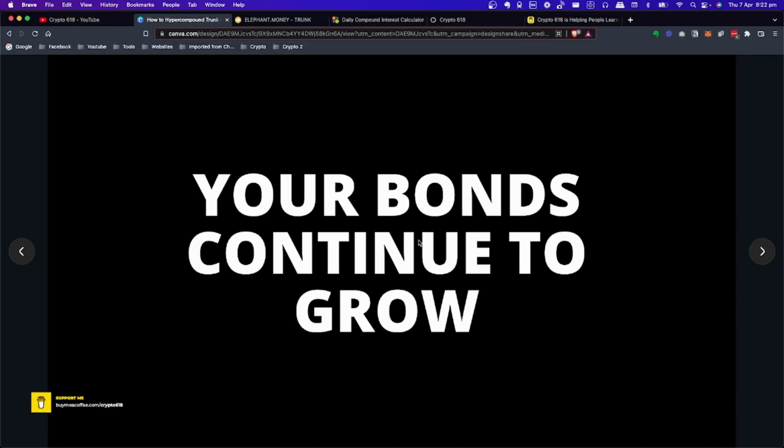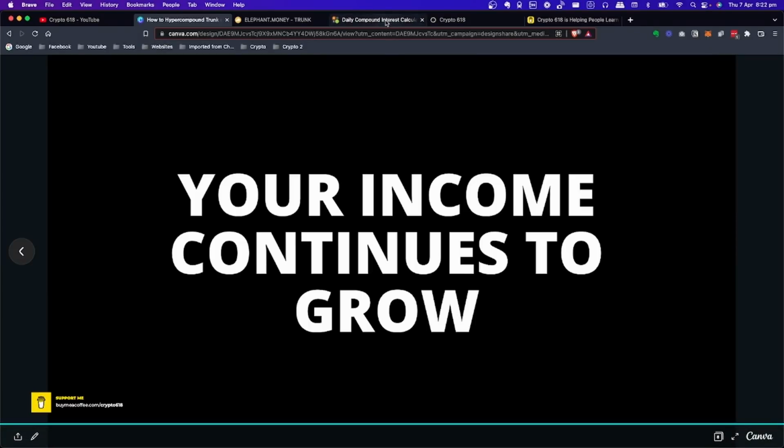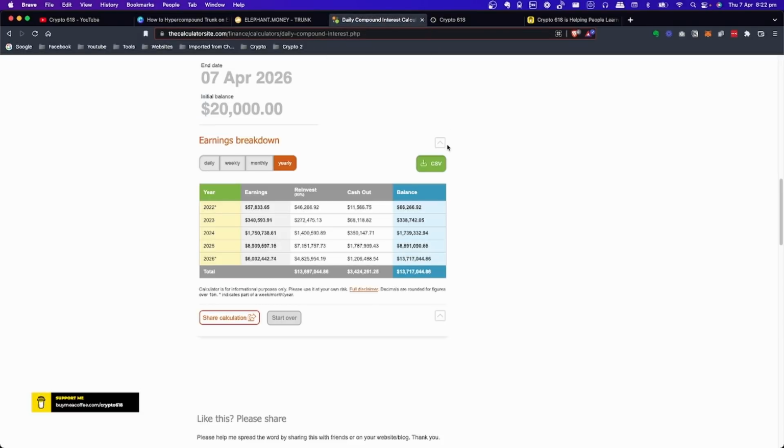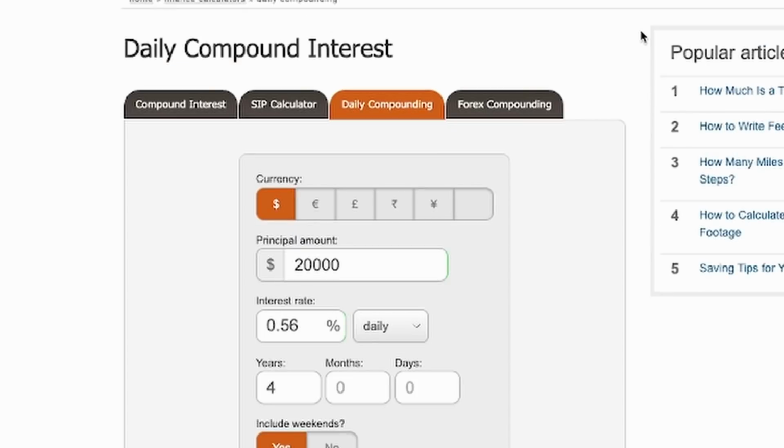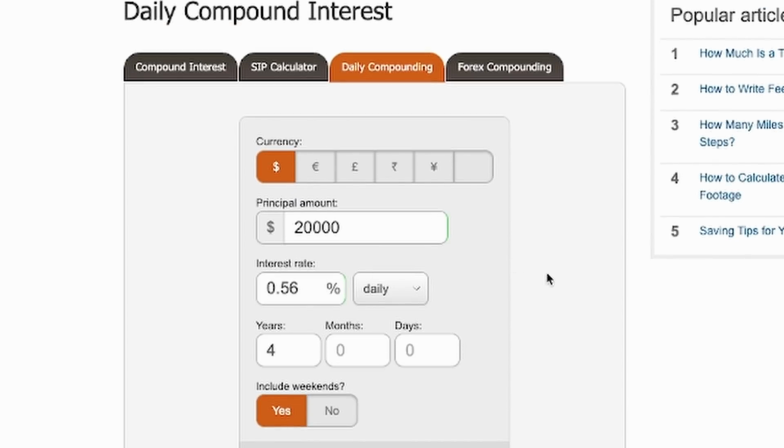So your bonds, if you do that, just claim once a week, your bonds actually continue to grow and your income continues to grow. So let's have a look at this daily interest here. Let's scroll up. So let's say we put in $20,000 at 0.56.